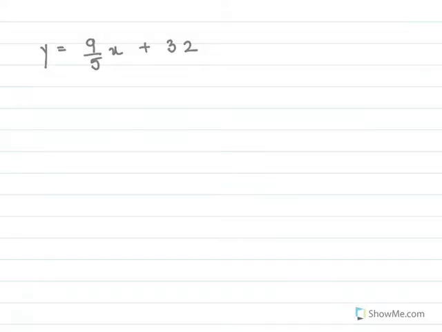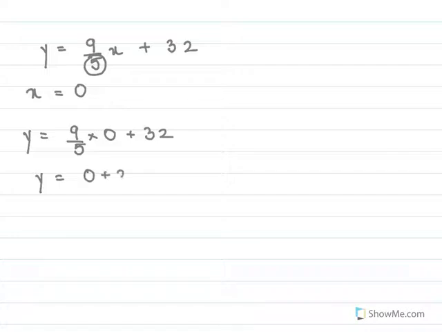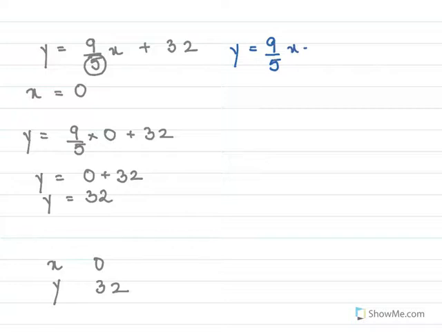Now this seems to be a little complicated, but there is a little trick here. Now here you have 5, right? So what I will do, x first I will take 0. Now see what happens when I take x equal to 0. So y equal to 9 over 5, x I have taken 0, plus 32. So y equal to 0 plus 32. So y equal to 32. So one point I got, x and y. If x I take 0, your y comes 32.